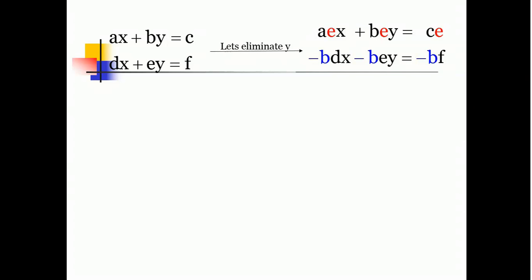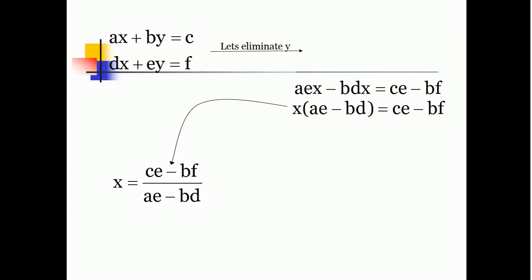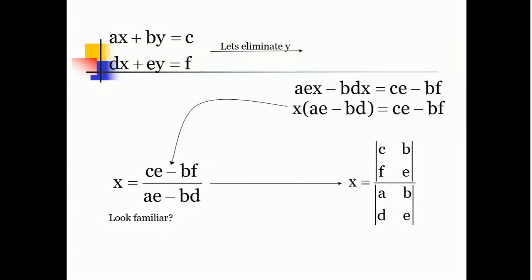So I multiplied the top by e and the bottom by b. Kind of like we would have multiplied by 2 on the top and 3 on the bottom, right? So that will be eliminating. And I will get aex minus bdx equals ce minus bf, right? So if I factor out an x, I see x equals ce minus bf divided by ae minus bd. That looks familiar. Basically, it's the two determinants. So this is going to allow us to use Cramer's rule instead of doing elimination.